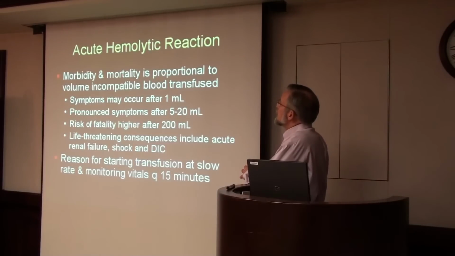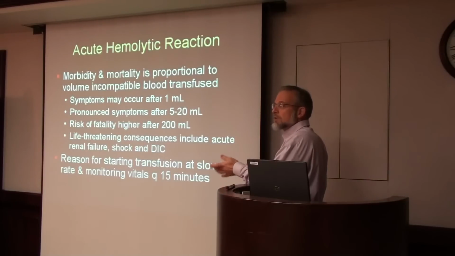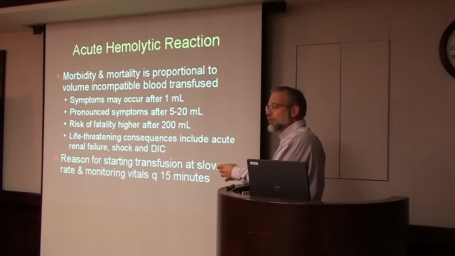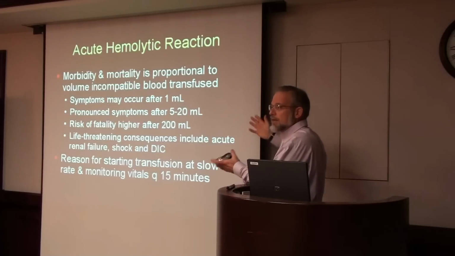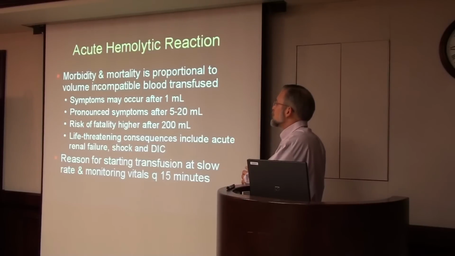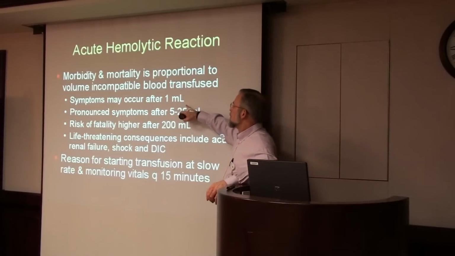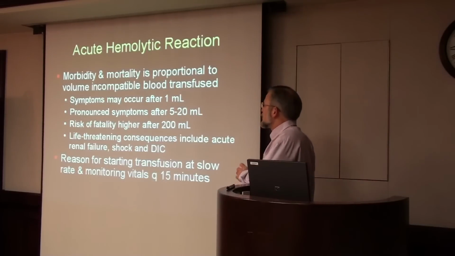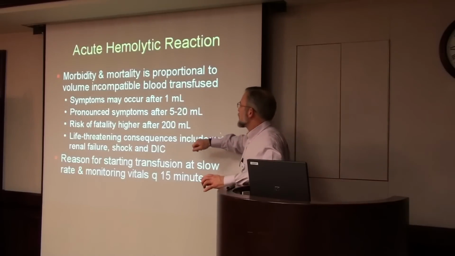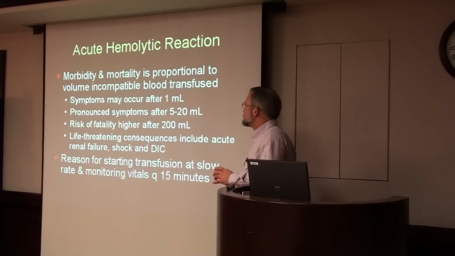The morbidity and mortality of an acute hemolytic reaction is proportional to how much incompatible blood you give. So that's why we always say that we want to start a unit of blood slowly and monitor vital signs for the first 15 to 20 minutes. And then if everything appears okay, then you can go ahead and increase the rate of transfusion. The reason we do that is simply we want to limit the amount that's transfused in case this is going to be an incompatible transfusion. I've seen symptoms occur with as little as 1 milliliter of incompatible blood. And then, of course, the risk of fatality gets higher when you start transfusing an entire unit.